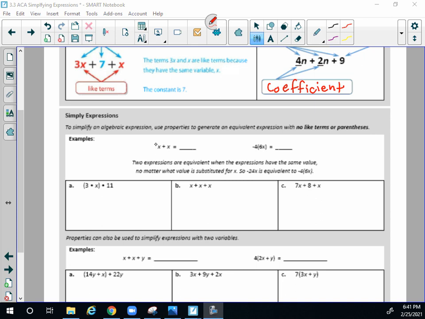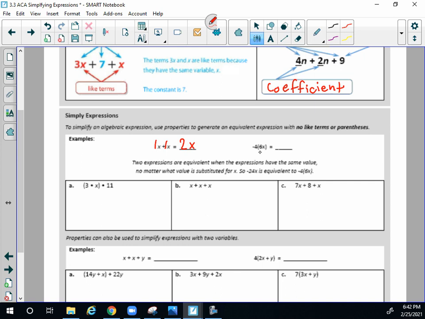So for example, here I have an x and an x. Remember I said that in front of each variable, if there's no coefficient, we pretend that there's a little 1 in front of it. So if you need to write that 1 to help you remember, go ahead and do that. But it tells us that we have 1x plus 1x. Well, 1 plus 1 gives us 2 x's.